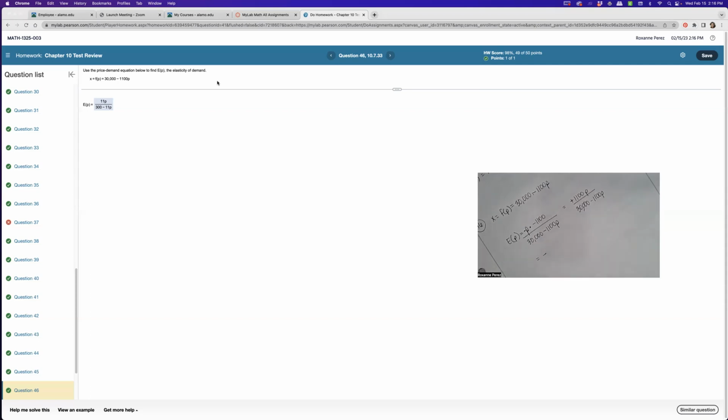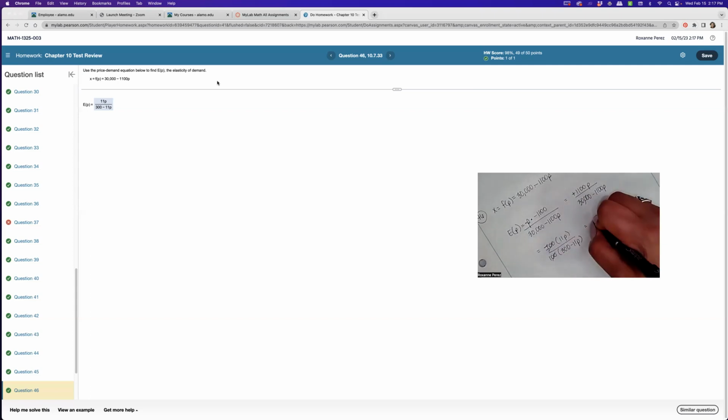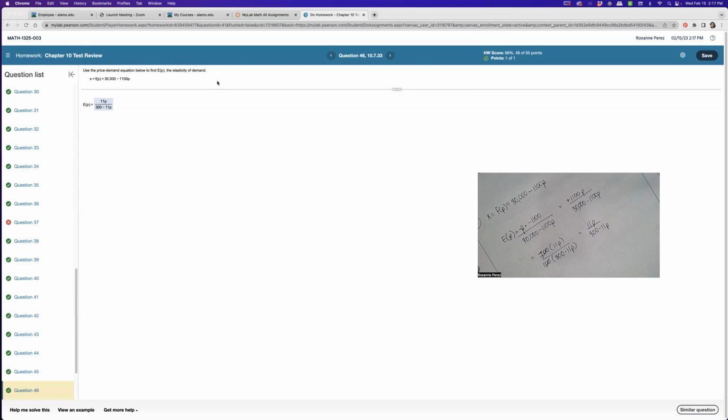Okie dokie. So I'm going to factor out 100, which is going to leave me with 11p. And then same thing in the denominator, factor out 100. That's going to leave me with 300 minus 11p. Simplify. That leaves me with 11p divided by 300 minus 11p. And that's it. That is my elasticity of demand function.